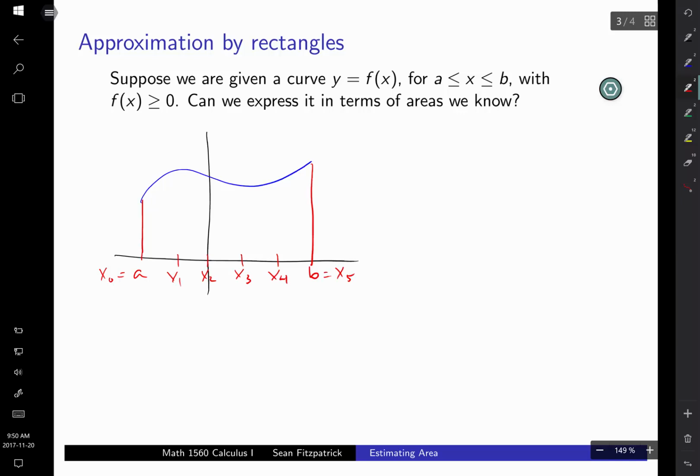And then between each of these pairs of points, you choose a point. Let's just mark some points here, here, here, here, here, and then you take those points, plug them into your function, and use those values to determine the heights for some rectangles.